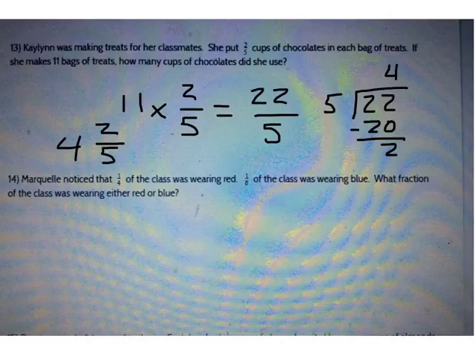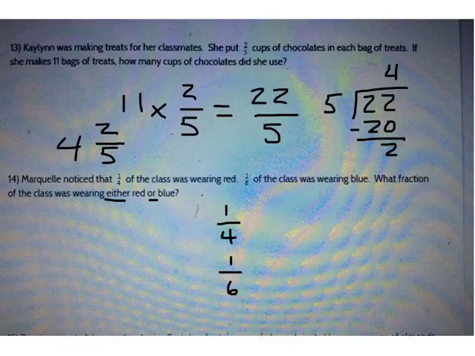Let's do another problem. Marquel noticed that 1/4 of the class was wearing red. 1/6 of the class was wearing blue. What fraction of the class was wearing either red or blue? What operation do I need to use to solve this problem? I need to add to solve this problem. Remember, either or means I'm combining. So I'm going to add 1/4 plus 1/6.